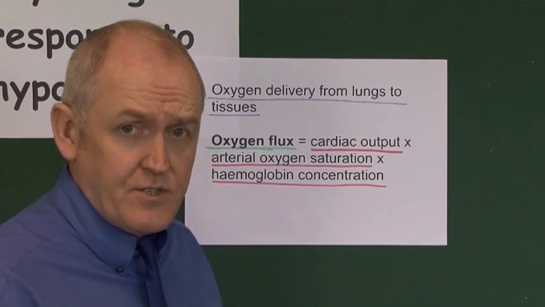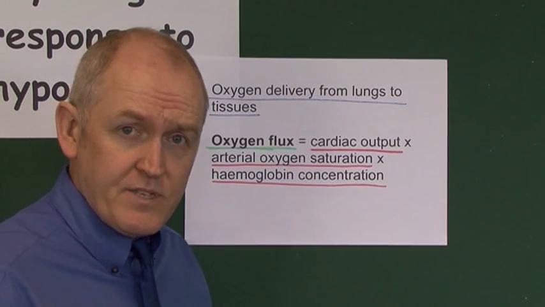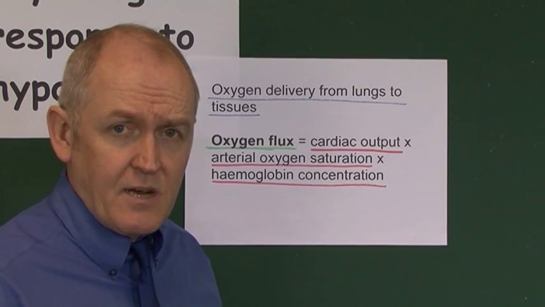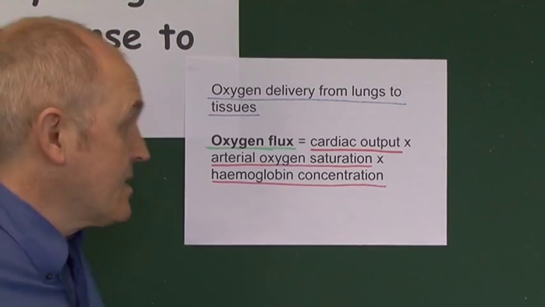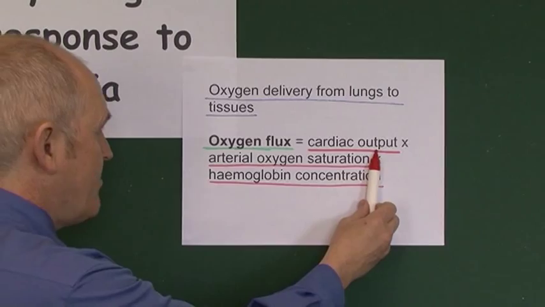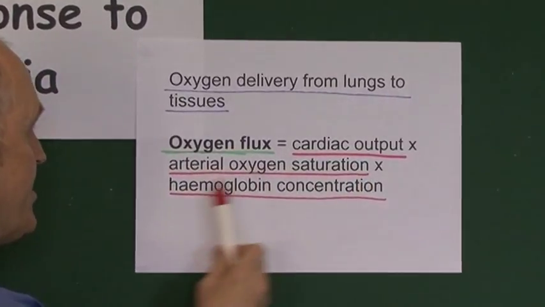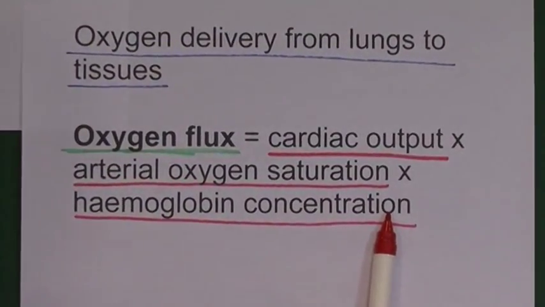That's the oxygen flux equation, and it explains a lot of the compensatory clinical features that we see in hypoxia. So, worth memorising: oxygen flux equals cardiac output multiplied by oxygen saturation multiplied by hemoglobin concentration.